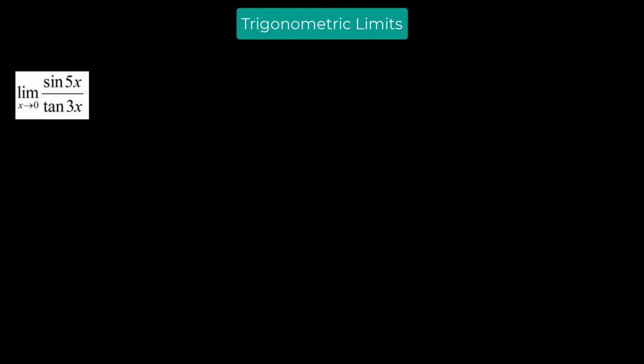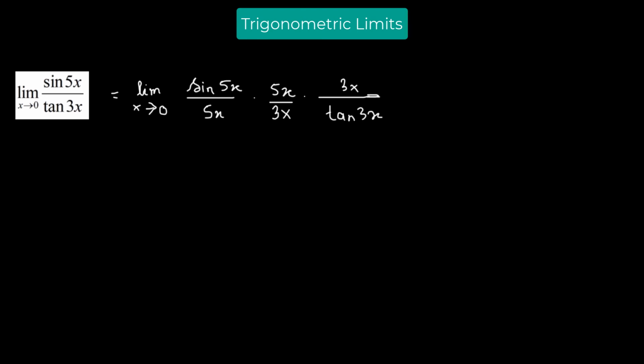So here we have a function given by sine 5x over tan 3x. We have to find its limiting value when x tends to 0. So let us begin by rewriting our given function as limit x going to 0. We have sine 5x in the numerator, so we're going to divide sine 5x by 5x. Now this being an extra term, we have to multiply it. Similarly, we have tan 3x in the denominator, so we are going to multiply it by 3x, and 3x being an extra term, we have to divide it by 3x as well.